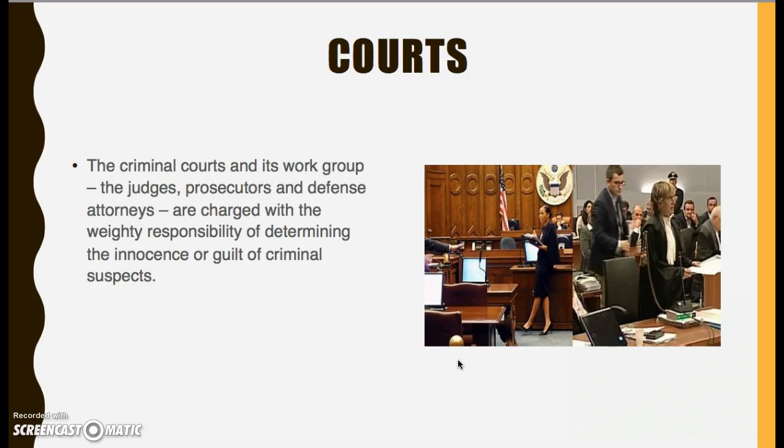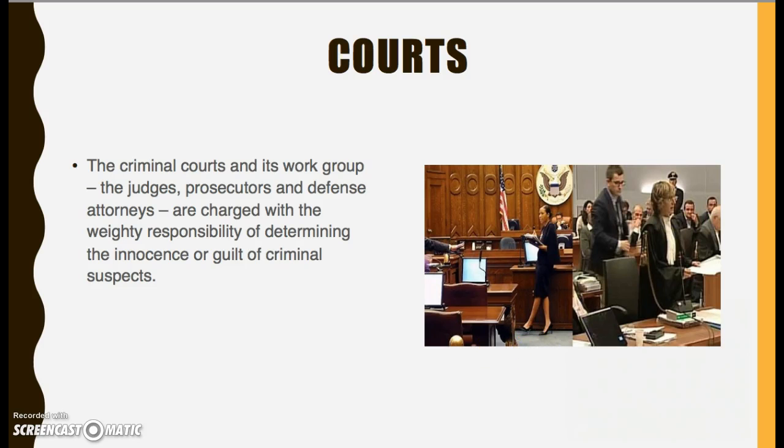So basically, once someone's been arrested by the police and the local prosecutor has filed charges against that individual for a specific crime, then they go to court. And again, it's up to the court to determine the guilt or innocence of an individual and make sure that a person's due process rights have not been violated and their constitutional rights have not been violated and so forth. And that's primarily the responsibility of our local courts.